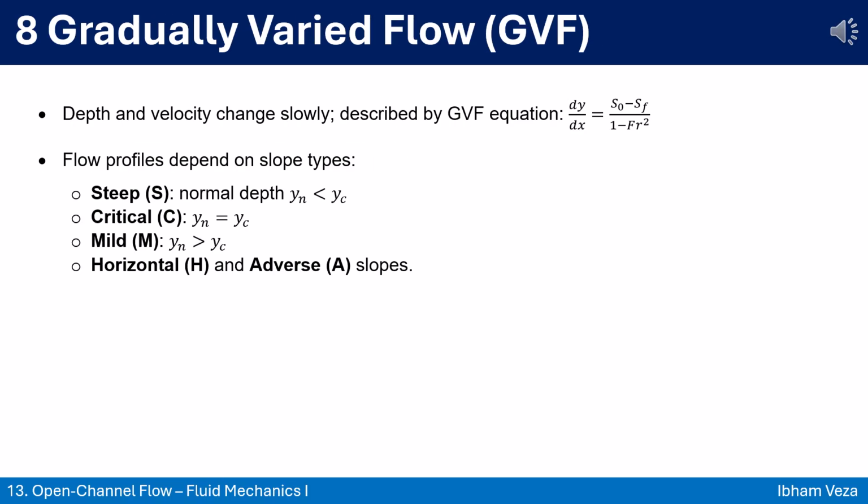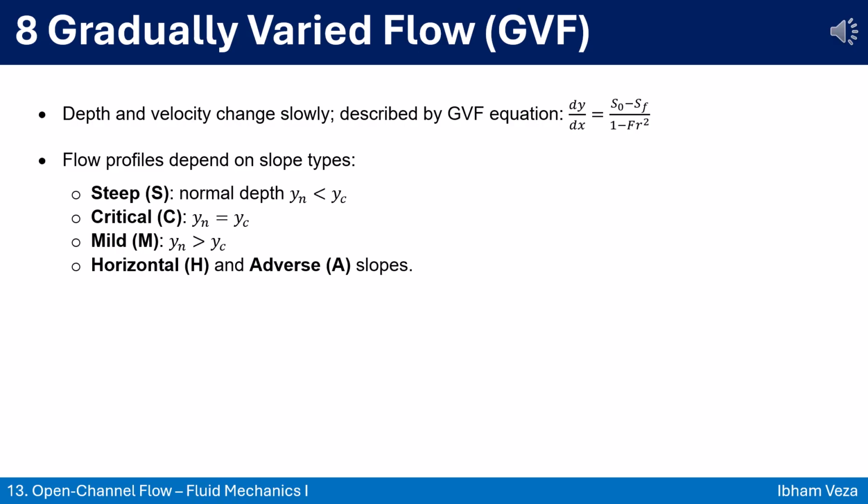8. Gradually varied flow, reading the river's slow transitions. Not all changes in open channel flow are sudden. In fact, most natural flows adjust gently over long distances. That's what we call gradually varied flow, or GVF. In this regime, both depth and velocity change slowly with distance.